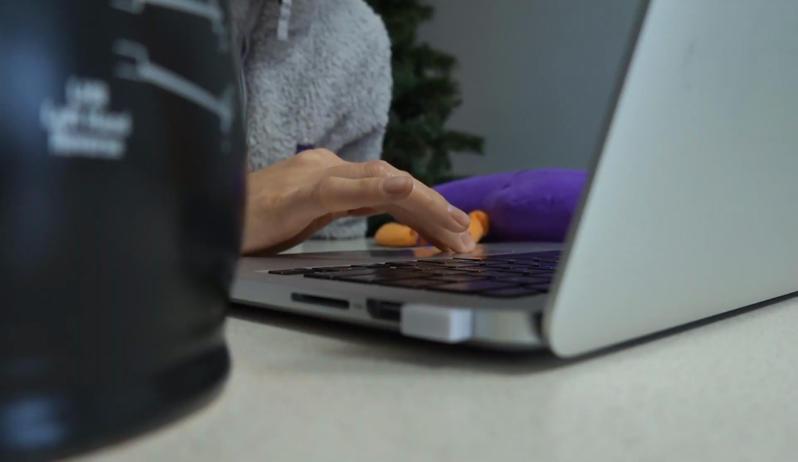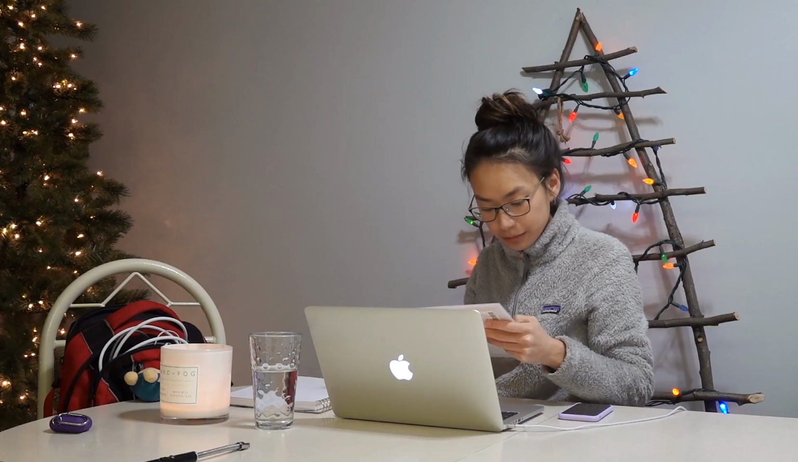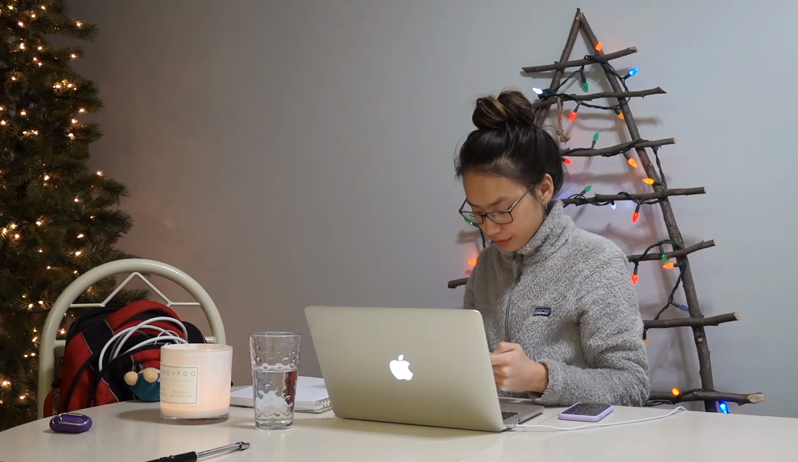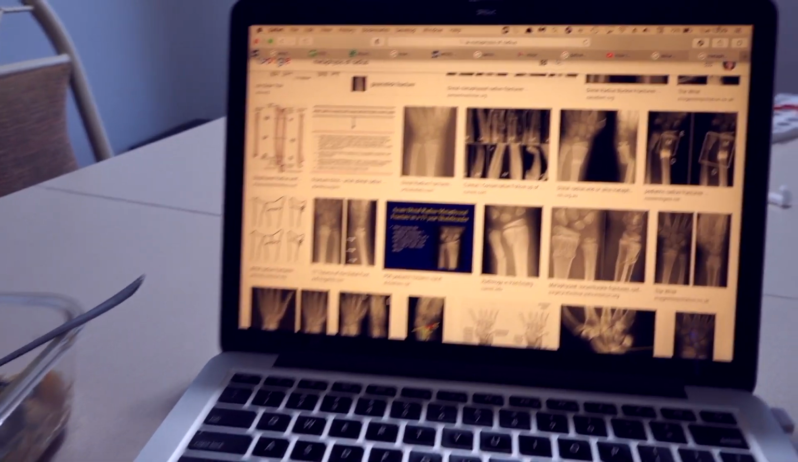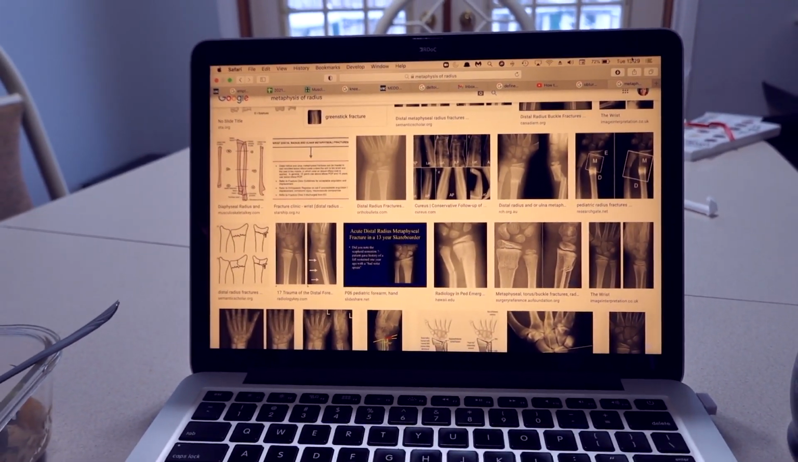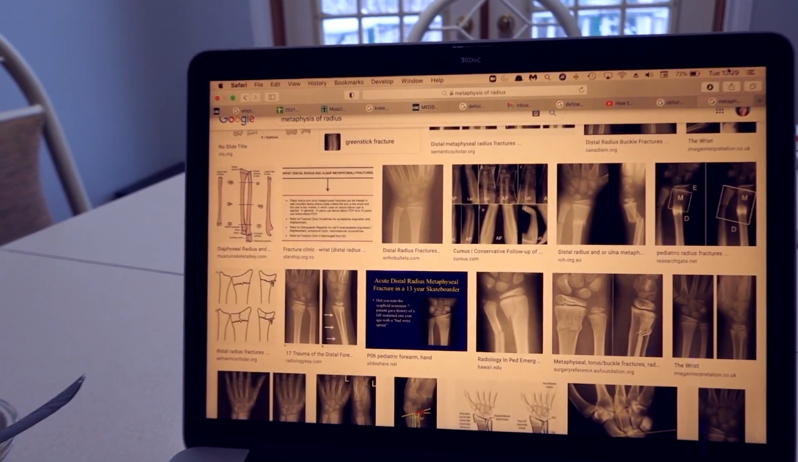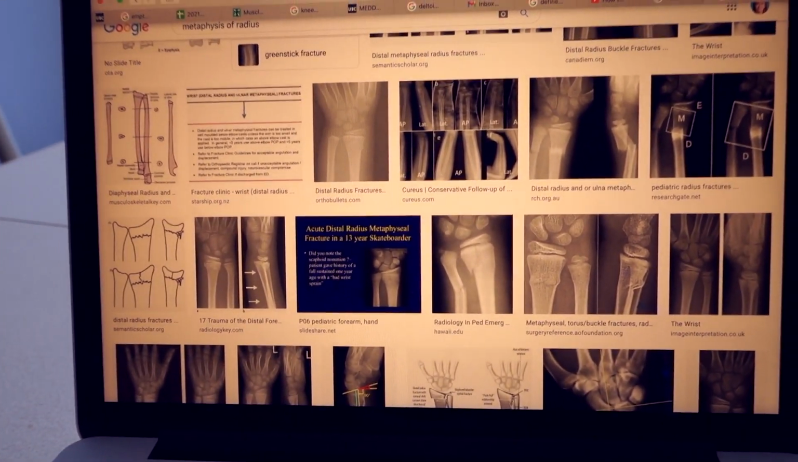Today is our academic half day, so I'm just logging into Zoom to listen to some surgery lectures. So I'm currently reviewing some fractures because we have Ortho Rounds today where we apparently get put on the spot to try and describe fractures.